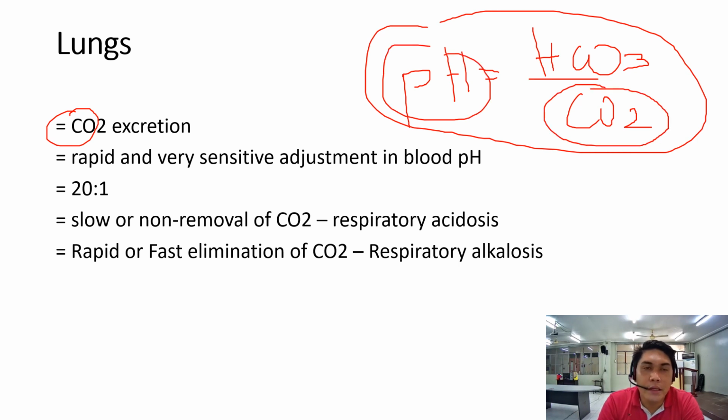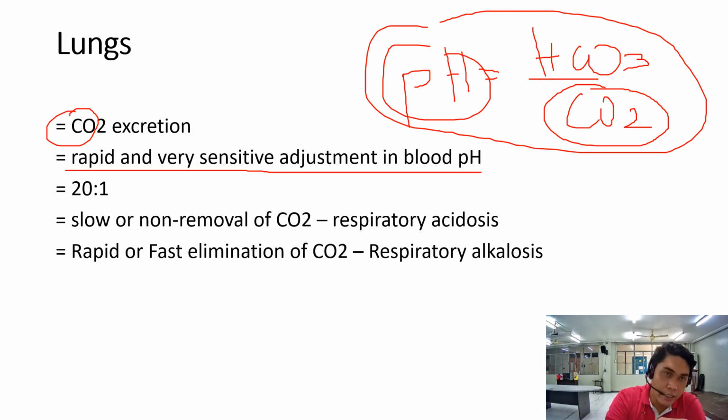Okay, so rapid and very sensitive adjustment in blood pH. Regarding the lungs, or the excretion of CO2, it has a rapid effect on your blood pH. So if there is a decrease or increase in CO2 excretion, it will greatly affect your blood pH.